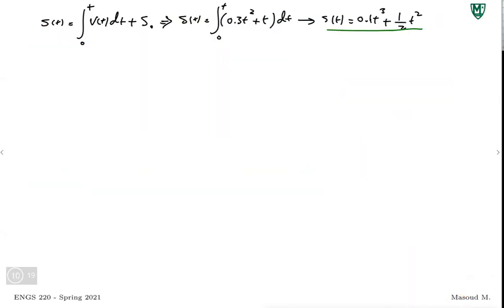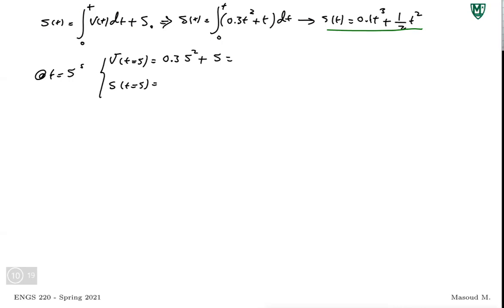I'll need it. As a result, I'll just calculate that at t equals 5 seconds. I'll find v at t equals 5 and s at t equals 5. For v at t equals 5, I'll just plug in: 0.3 times 5 squared plus 5.